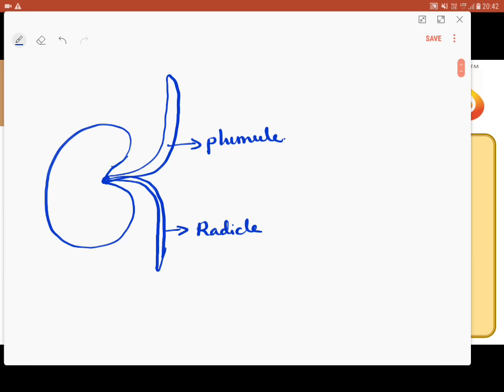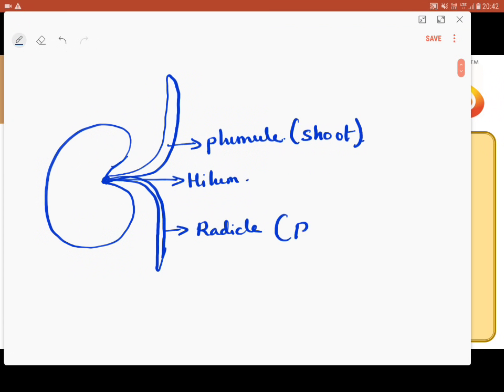And what is this region? This is the hilum region through which it is coming out. So, the plumule part forms the shoot, radicle part forms the root. The tip or the uppermost portion of the plumule forms the coleoptile.